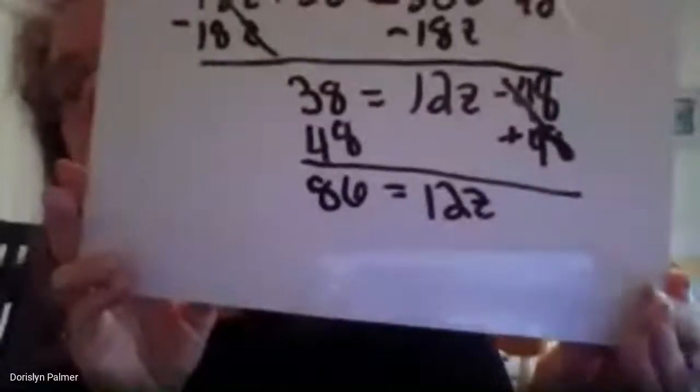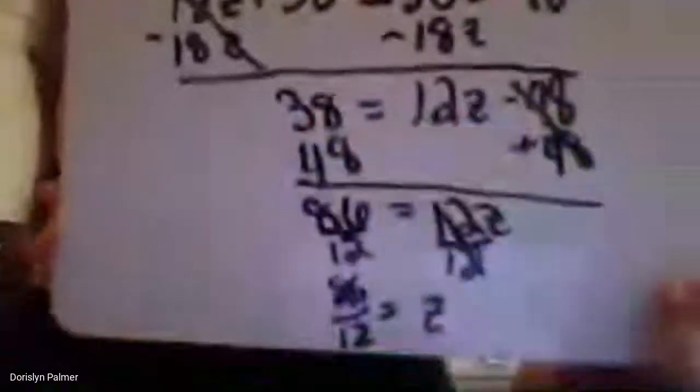Thanks. Okay. We'll add 48 to both sides, and add that up. Looks like it's 86 equals 12z. Divide both sides by 12. And z is 86/12, but that's not in simplest form.